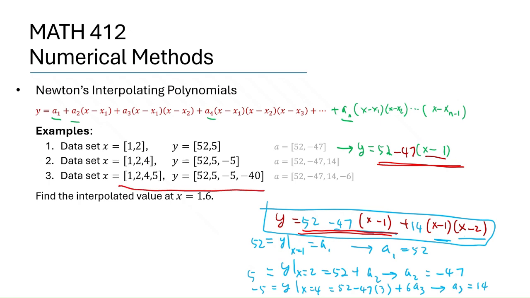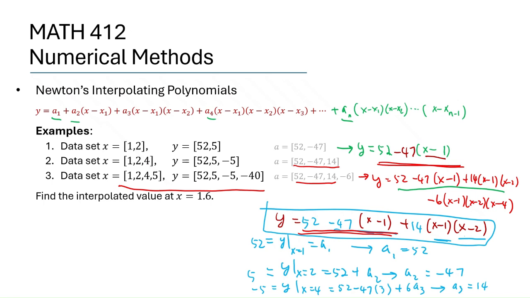It contains data set 2 as its subset. Okay, in that case, they are exactly the same. So in this case, y will be 52 minus 47x minus 1, 14, x minus 1, x minus 2, plus one more term, negative 6, x minus 1, x minus 2, x minus 4. Yes. Okay, so they are exactly the same.